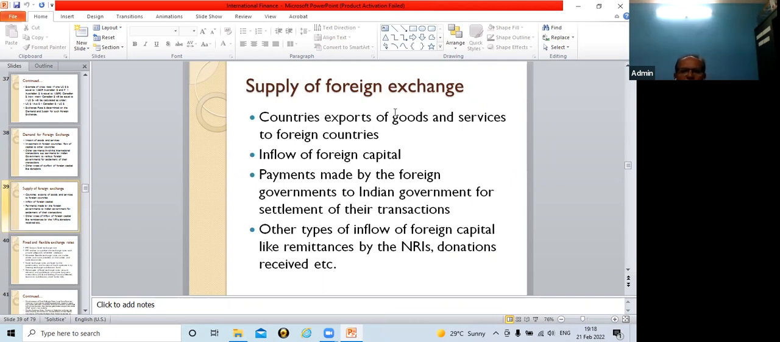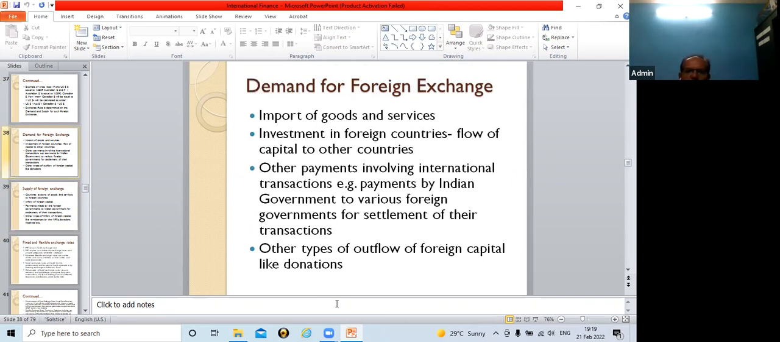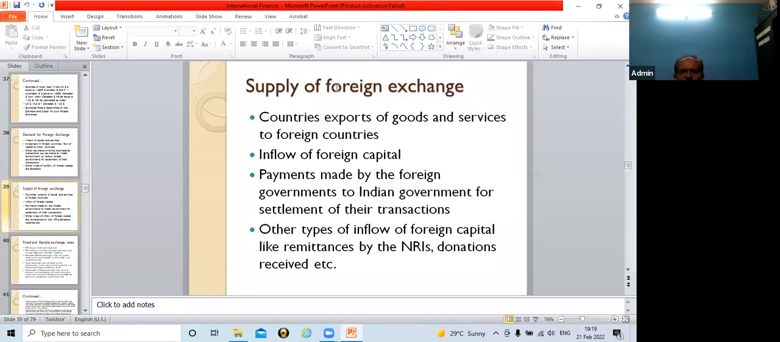How foreign exchange is being supplied. आपल्याला फॉरेन एक्सचेंजचा सप्लाय कसा येतो. जेव्हा आपण आता डिमांड कधी होते, इम्पोर्टच्या वेळेला, बरोबर ना. हे बघा, डिमांड कधी असते, इम्पोर्टच्या वेळेला. तर एक्सपोर्ट जर केलं तर मग सप्लाय होईल ना आपल्याला, फॉरेन एक्सचेंज मिळणार आपल्याला. तर कंट्रीज एक्सपोर्ट्स ऑफ गुड्स अँड सर्व्हिसेस टू फॉरेन कंट्रीज. When we export our goods or services to foreign country, then supply of foreign exchange happens.